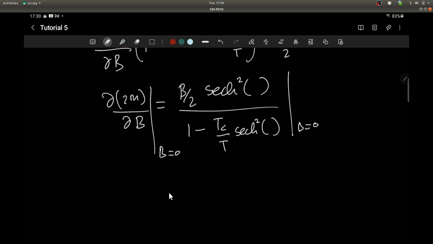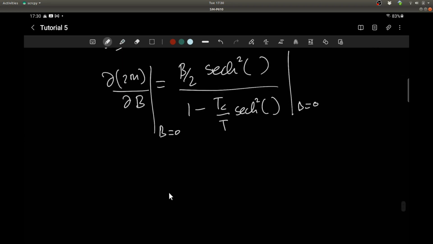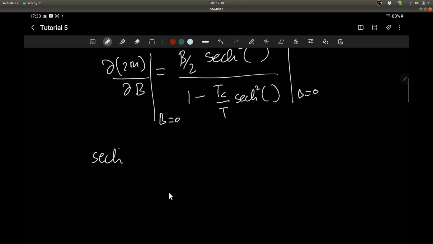Okay, so let's do that. What do we get? We get sech squared of, after we put beta equal to 0, just Tc/T times 2m. And we can ask what this is in the limit T tends to Tc. We are only interested in the behavior near Tc. Here you can see that both sides go to 0. So what happens to sech squared when 2m becomes 0?